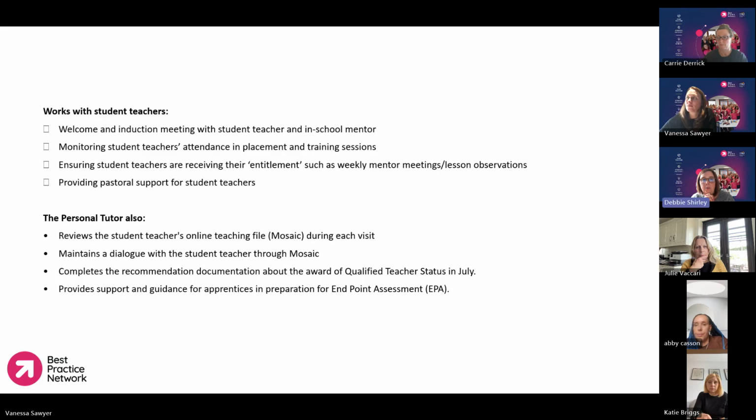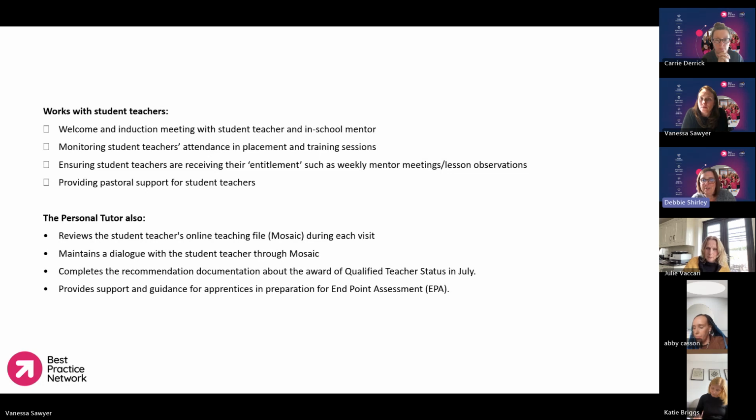As Vanessa already mentioned, there's a welcome and induction meeting within the school with the in-school mentor and the student teacher. You'll be monitoring that student teacher's attendance and placements and the training sessions as they go through the programme, making sure that what they're being offered in school is in line with the programme expectations, so weekly mentor meetings and weekly lesson observations, and providing that pastoral support, as we said. And also just overviewing the online teaching files in Mosaic, which we can talk you through as well.